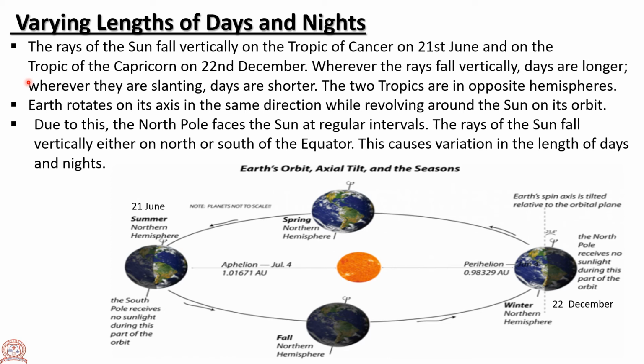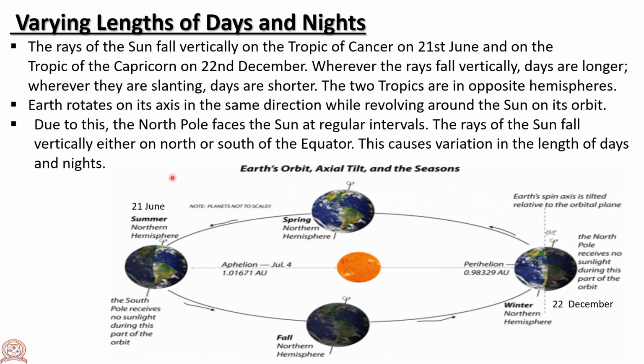Latitude means the imaginary horizontal line on the earth. In the northern hemisphere, the important latitudes are Tropic of Cancer, Arctic Circle, and North Pole. And in the southern hemisphere, the Tropic of Capricorn, Antarctic Circle, and South Pole.